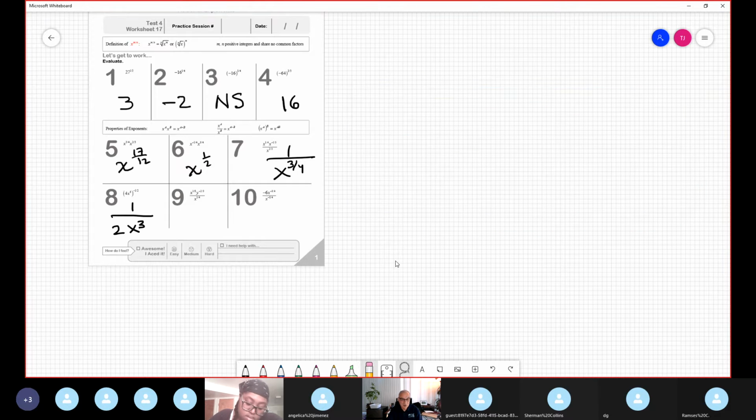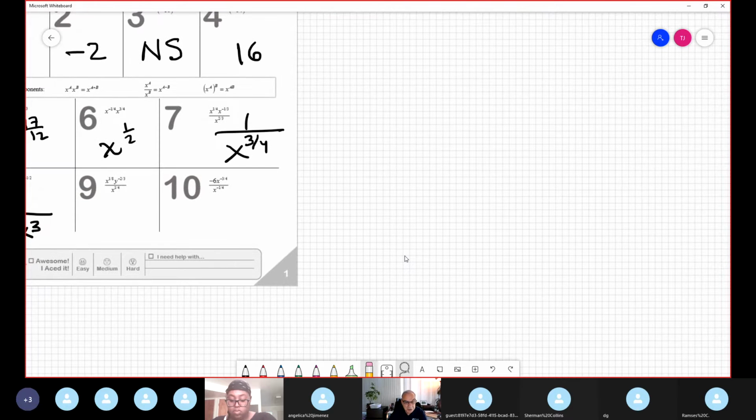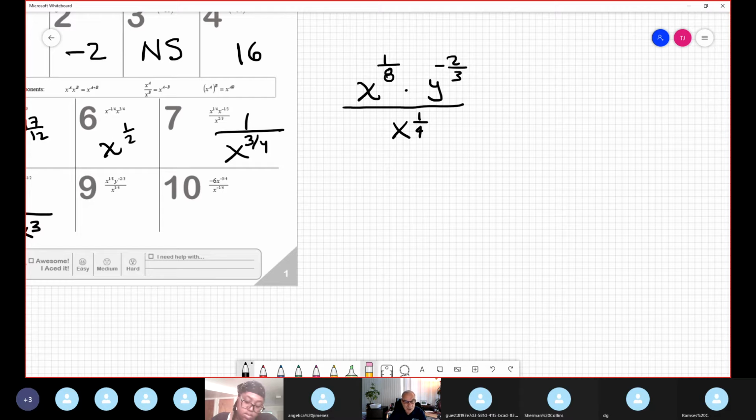Okay, look. Again, number 9 involves 3 guys. But no, the same variable. So you combine only when you have the same variable. X to the 1/8 times y raised to the 2/3 divided by x to the 1/4. The rule of the exponent is valid only when the base is the same. See, the base is different. So you combine. This is division. This is 1/8 minus 1/4.